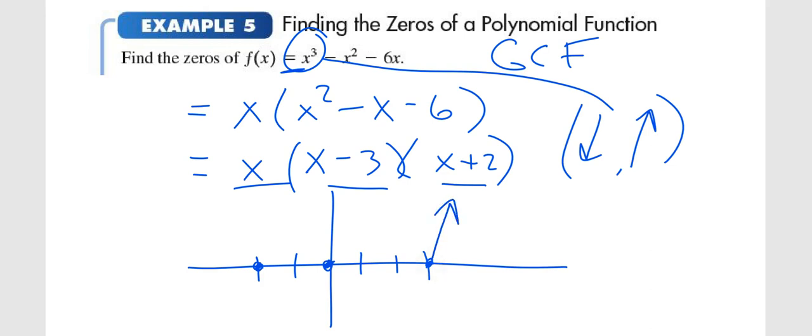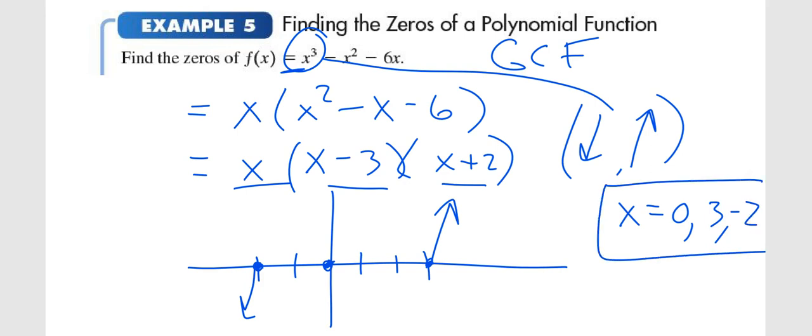Attach your end behavior. I mean, folks, this is a generic sketch of a graph. This is not the most perfect thing in the whole wide world. Oh, by the way, I am doing more than this question is asking. 0, 3, and -2 were the answers to the question of find the zeros. But since these all have an odd multiplicity, that means it cuts through, cuts through, cuts through.